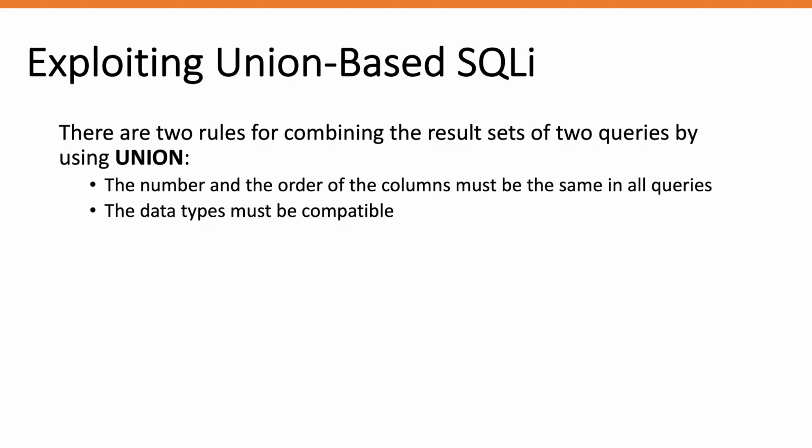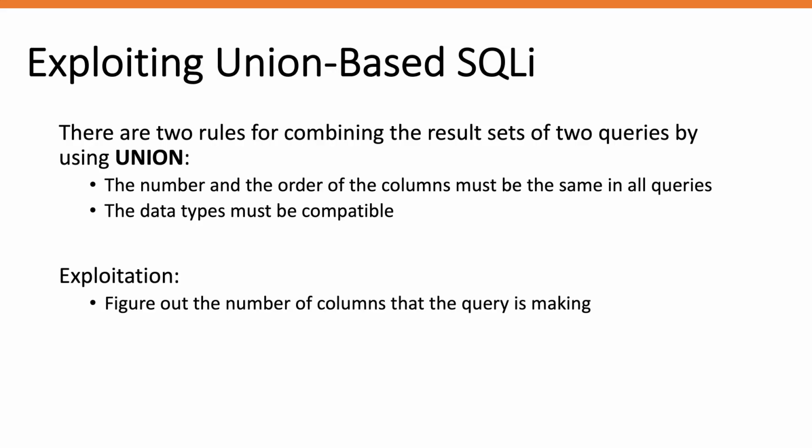The first one is that the number and the order of the columns must be the same in all queries, and the second one is that the data types must be compatible. So the query that the application is making and the query that you want to make have to satisfy these two rules. When exploiting union-based SQL injection, the first thing you need to do is figure out the number of columns that the query is making. We'll talk about that in a bit, and we've got two ways of doing that.